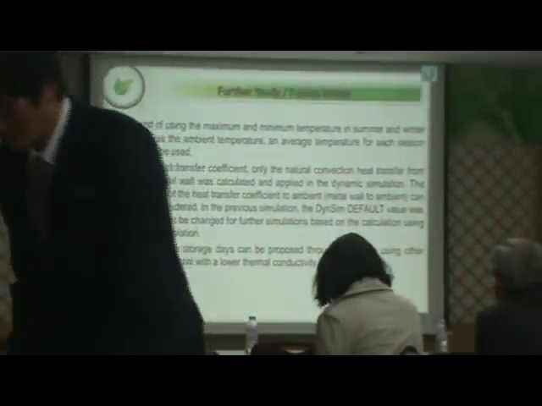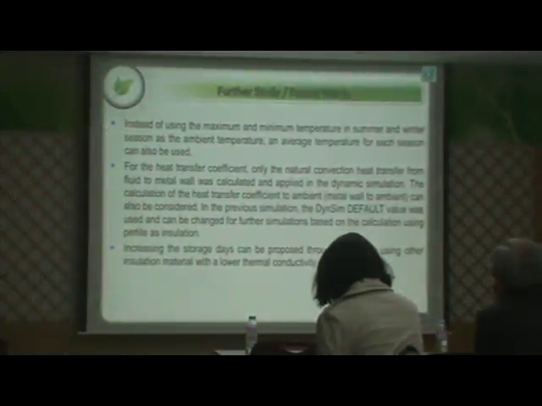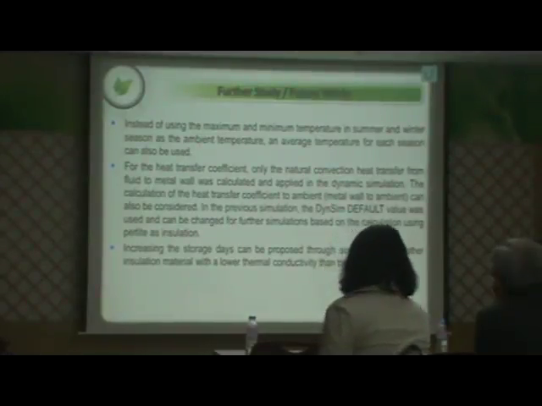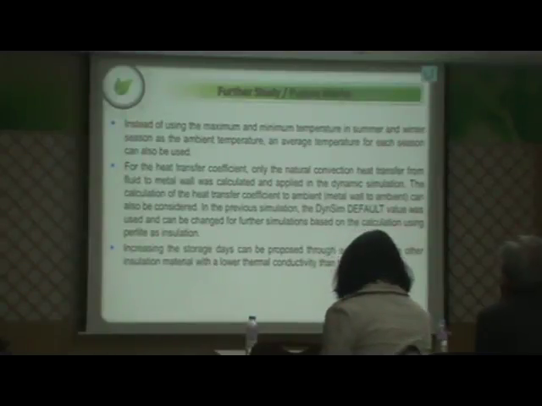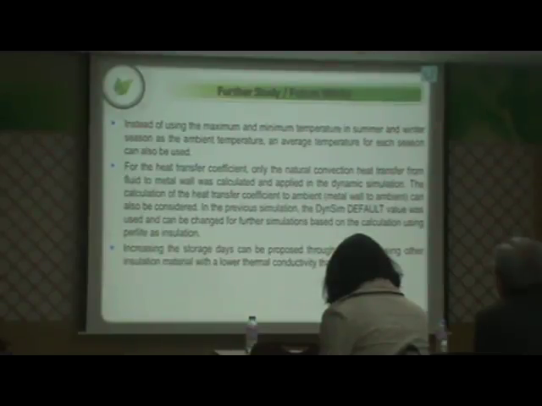For further studies, instead of using the maximum and minimum temperature in summer and winter season as the ambient temperature, the average temperature for each season can also be used. And for the heat transfer coefficient, only the natural convection heat transfer from the fluid to the metal wall was calculated and applied in the dynamic simulation. The calculation of the heat transfer coefficient to ambient can also be considered. In the previous simulation, the Dynamium default value was used, and it can be changed for further simulations based on the calculation using perlite as insulation.